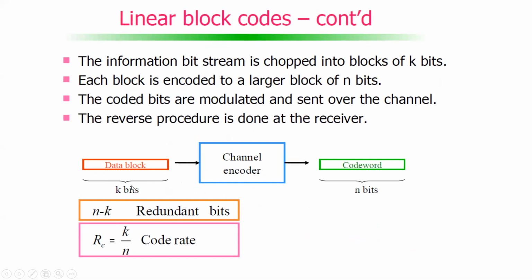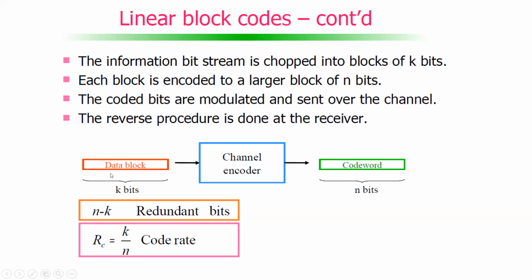So how many combinations are possible? 2 raised to the power k. How many bits are there in the code word? N bits. How many combinations are possible? 2 raised to the power n. So 2 factors are there: one is 2 raised to the power k, the other is 2 raised to the power n.